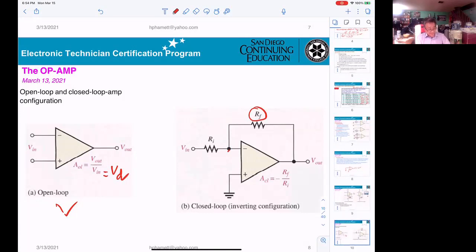That means you can see more detail on this circuitry later on. The only thing we bring up here is for you to understand how the open loop works and how the closed loop works.